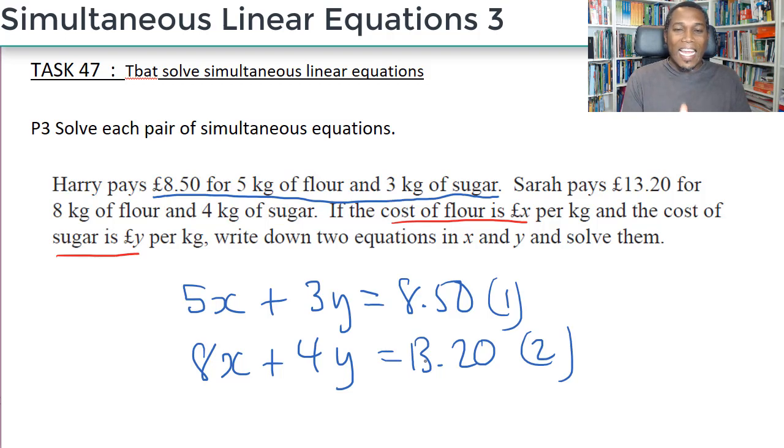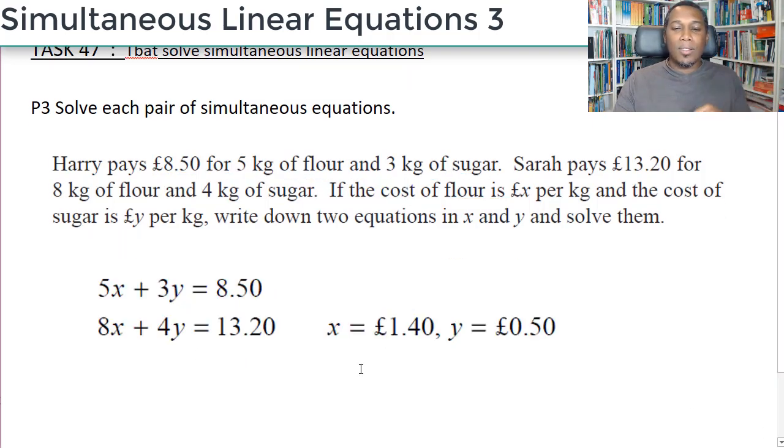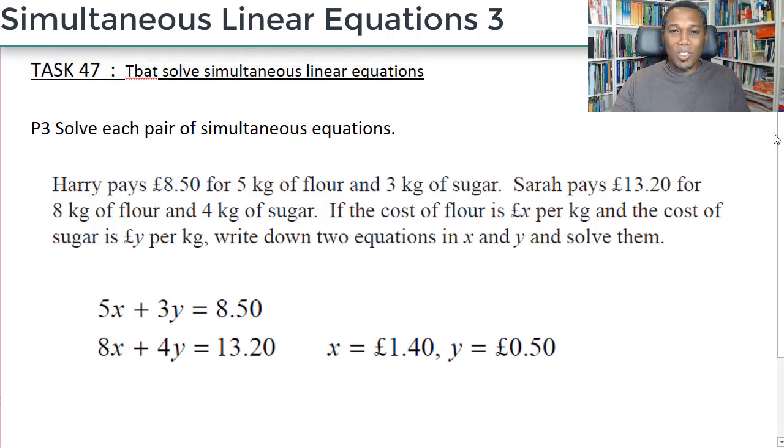Answers are coming up in 10, 9, 8, 7, 6, 5, 4, 3, 2, 1. Okay, right. Here you go. These are the answers that you should have had. X, £1.40 for a kilo of flour, and 50p for a kilo of sugar. And at this stage, I'm thinking, and I hope you're feeling, simultaneous linear equations, I've got that. Let's be careful, there's another type that's going to come at a different stage, but simultaneous linear equations, yeah, I got that. Thank you very much.